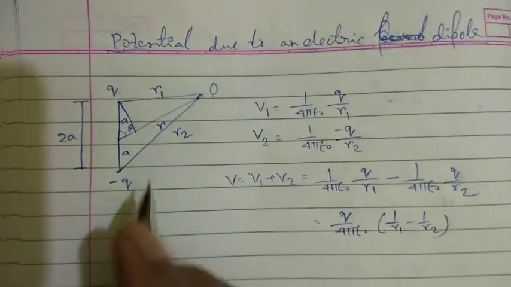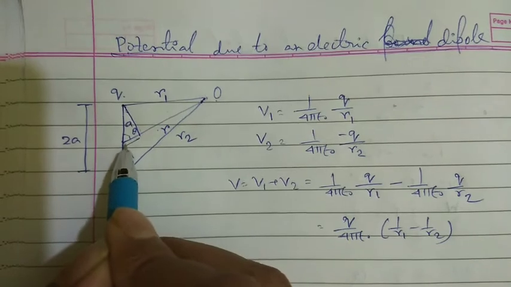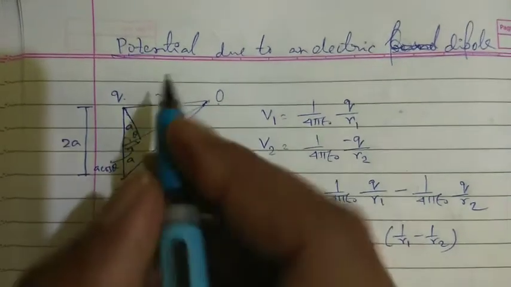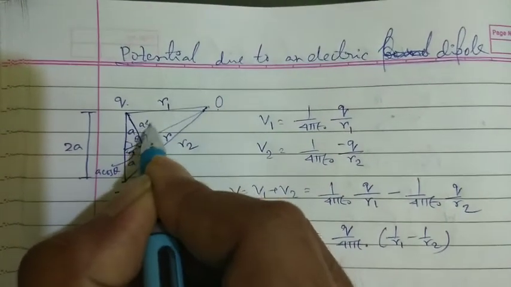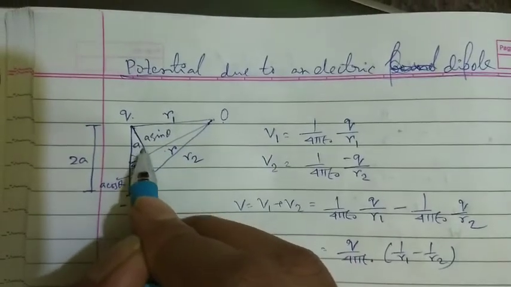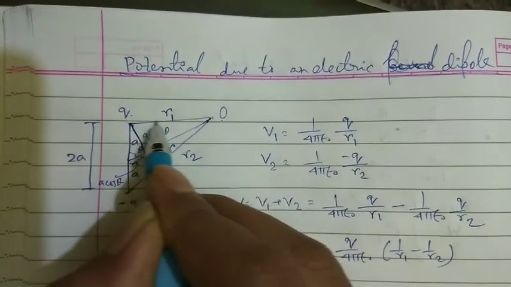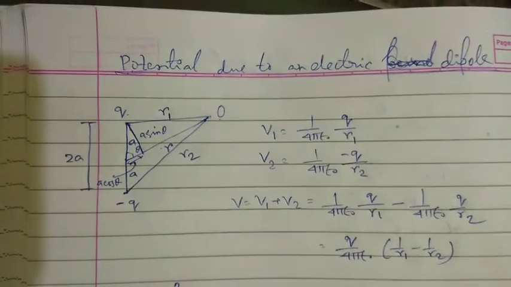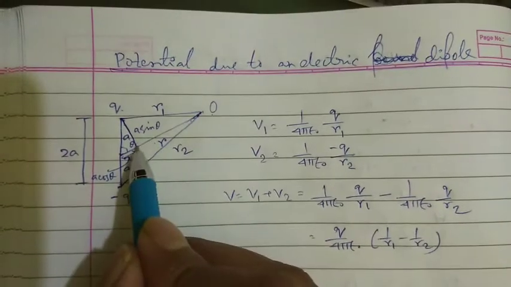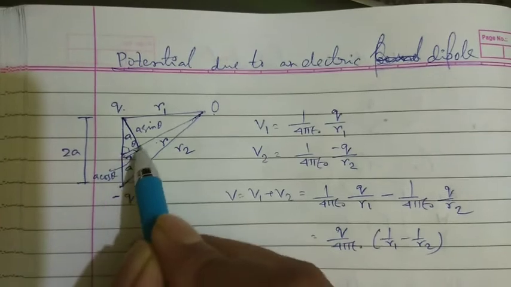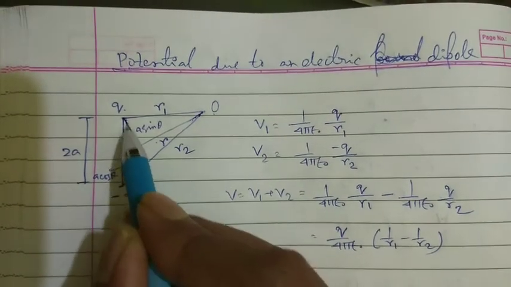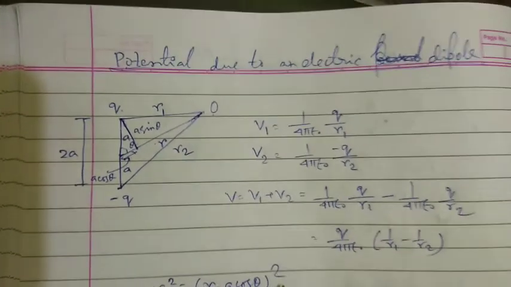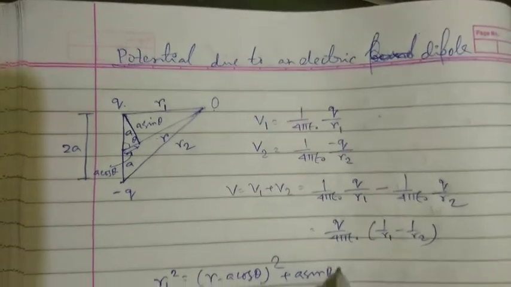So if this is A, this part will be A cos theta and this one will be A sin theta. So in this right angle triangle, if we apply Pythagoras theorem, you can write R1 square equals to, now this one total is R, this one is A cos theta. So this one will be R minus A cos theta and this one is A sin theta. So R1 square equals to (R minus A cos theta) whole square plus (A sin theta) whole square.